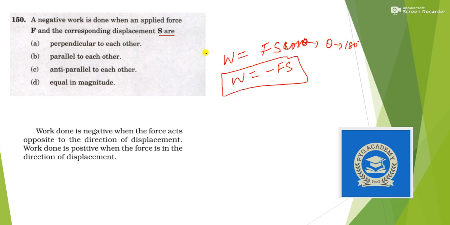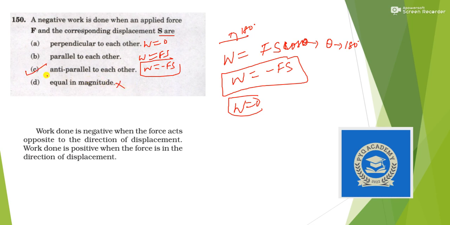So let's check: perpendicular to each other? No, in the case of perpendicular, the work done will be 0. Here W equals 0. Parallel to each other means 0 degrees, so here W equals Fs, not negative. But for anti-parallel, that means 180 degrees, W will be minus Fs. And equal in magnitude? No, this is not. So our answer is option C, anti-parallel to each other.